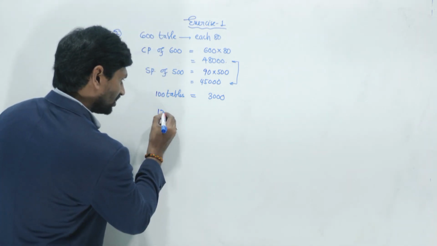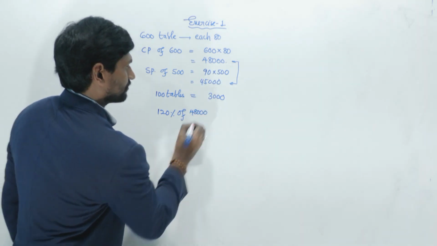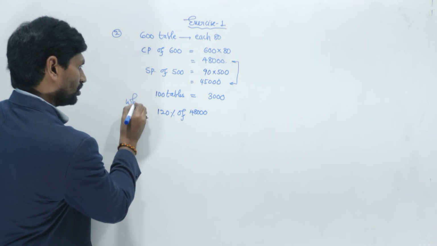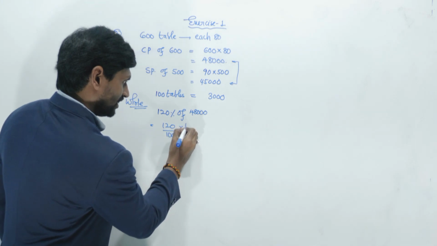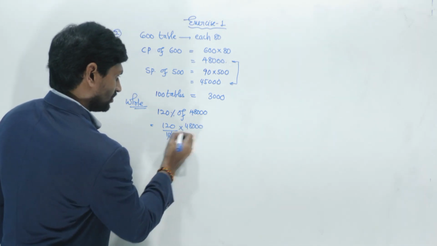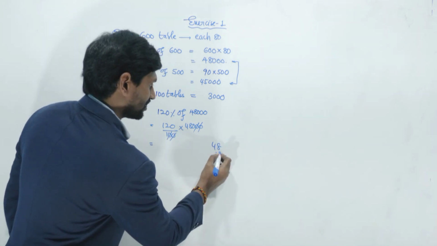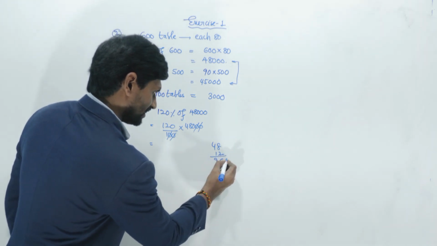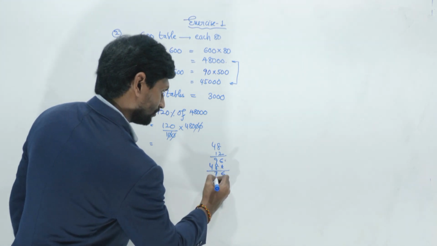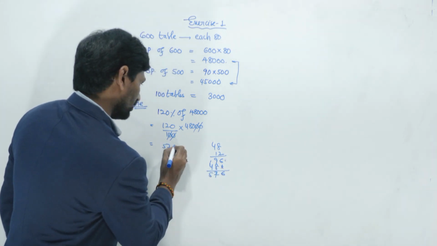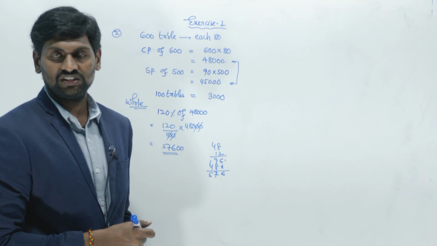that means it should get 120 percent of the total value. The total value is 48,000. Okay? On the whole transaction, let us find 120 by 100 into 48,000. So 2 zeros cancel. 12 48s. 48 12s are 96 and 48. So 57,600 rupees for the whole transaction. Okay?